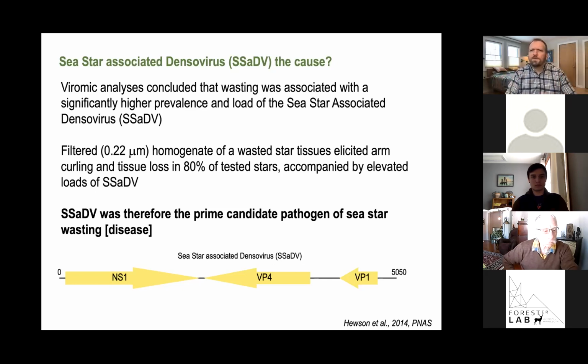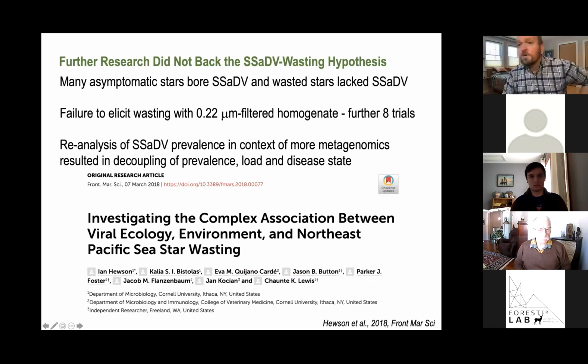We were thinking, wow, that's really interesting. So we performed challenge experiments with virus-sized material. We mushed up a bunch of tissue from a wasted sea star and filtered it to get rid of what we thought were larger pathogenic organisms, things like bacteria and fungi. We let viruses go through the filter, which is a 0.22 micron filter, and injected that into healthy starfish. In about 80% of treated stars, it was accompanied by elevated loads of sea star-associated densovirus, and it elicited arm curling and some lesions on the surface. So we suspected that this was caused by some sort of virus, and sea star-associated densovirus, based on genomics, was the likely one responsible for this disease. We published that in a very high-profile paper in 2014 in PNAS.